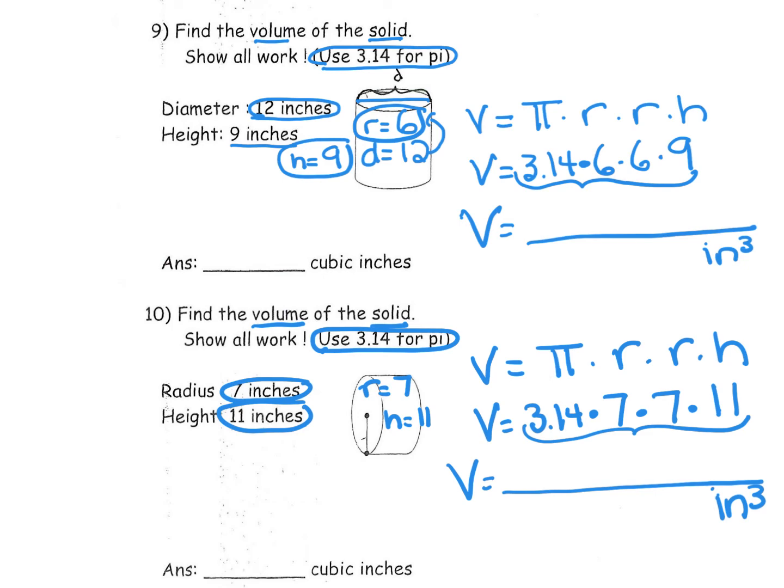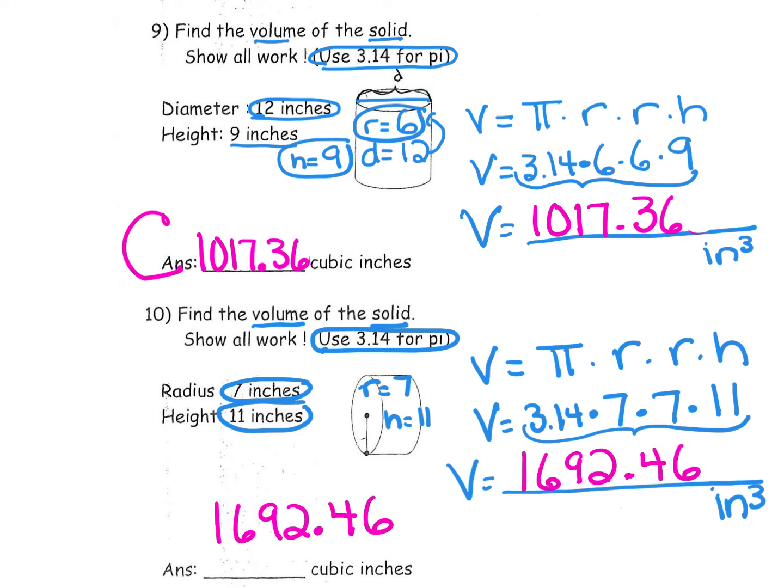Here's the answer for the first problem. That's the answer to problem number 9. Now let's check problem number 10, but give yourself a C if you got it correct. For number 10, you should have gotten this answer. Check your work, give yourself a C if you are correct. Let's move on to the next problem.